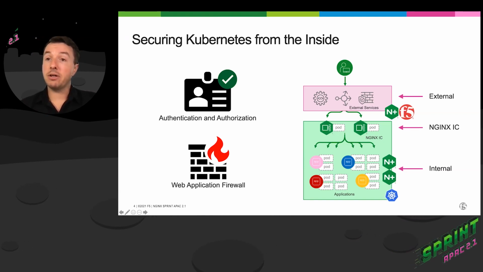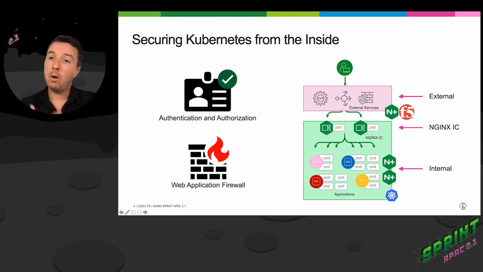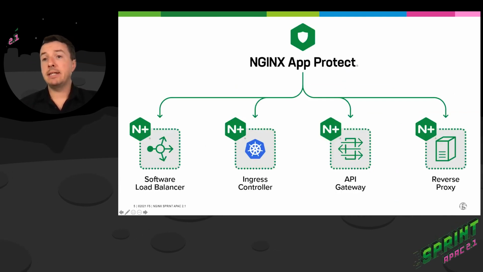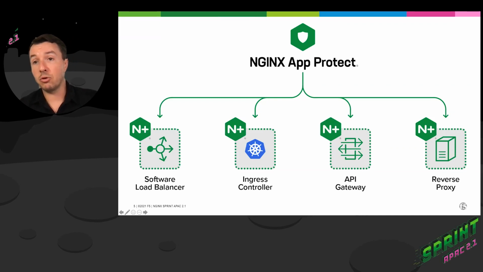Another security offering that we can add to the NGINX Kubernetes Ingress Controller is our web application firewall, referred to as NGINX AppProtect. This allows us to apply a mature web application firewall right at the entrance point to your Kubernetes cluster. NGINX AppProtect is a dynamic module that can be bolted on to any NGINX Plus instance that you have installed in your environment, including the Kubernetes Ingress Controller.